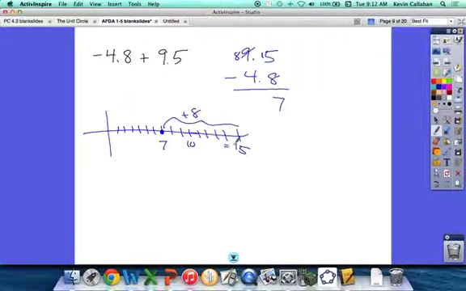Okay, now 8 minus 4 is 4. So this is positive 4.7.